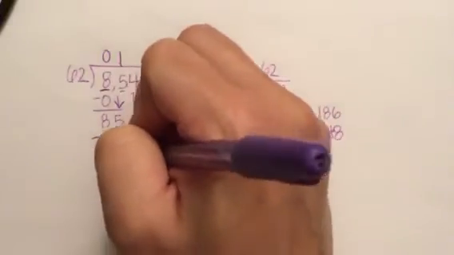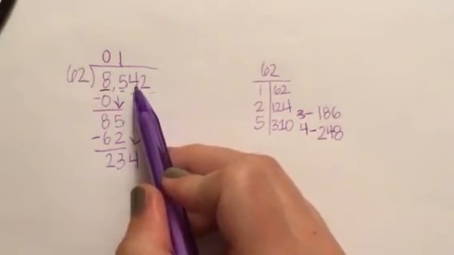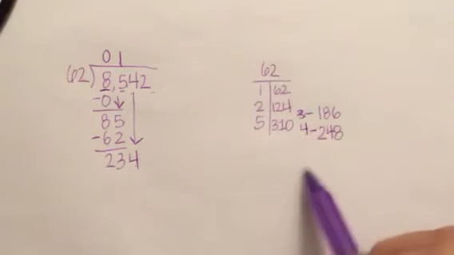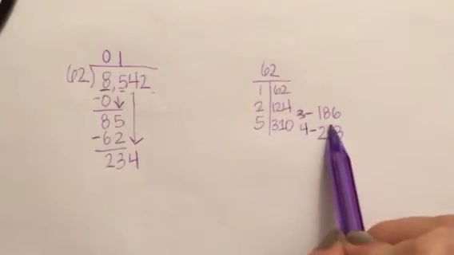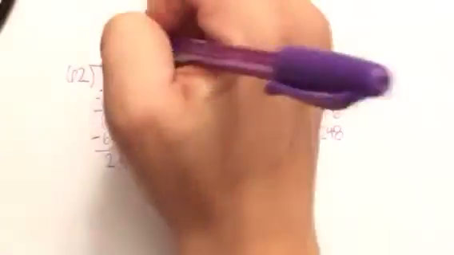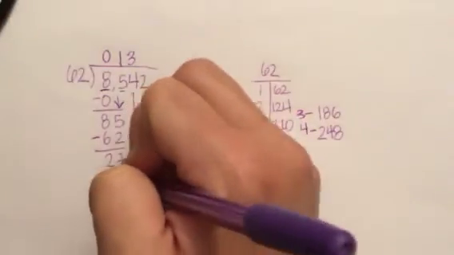So now you have 234 tens to work with. So now I'm going to come over here and I'm going to look. Well, 4 is too many. 3 is enough, so I know that I can use 3. So when I do that, that's 186.